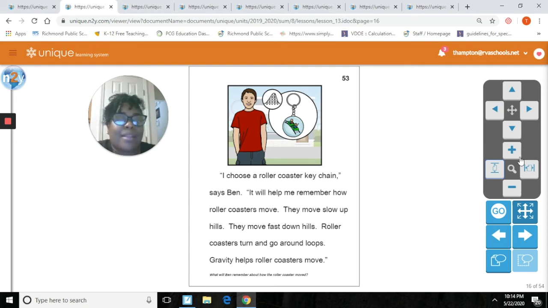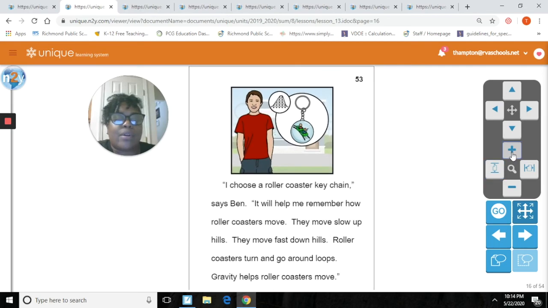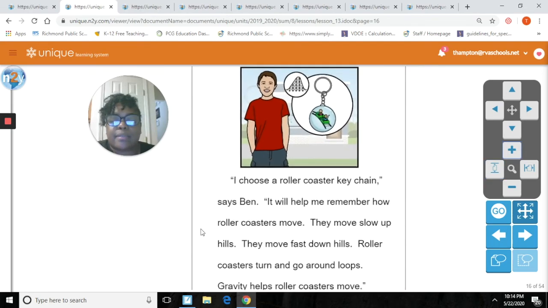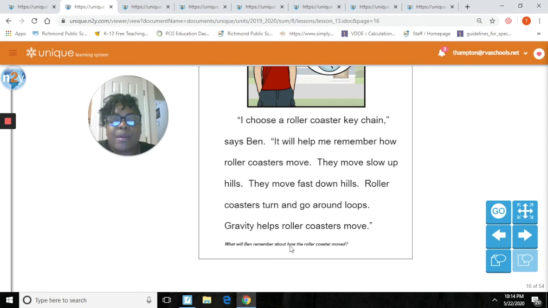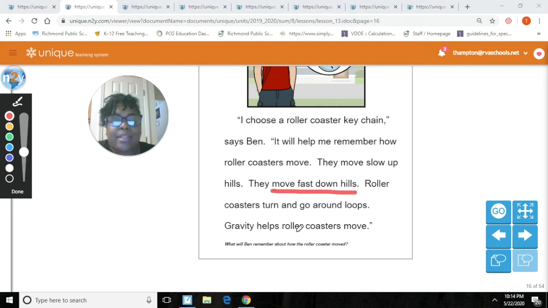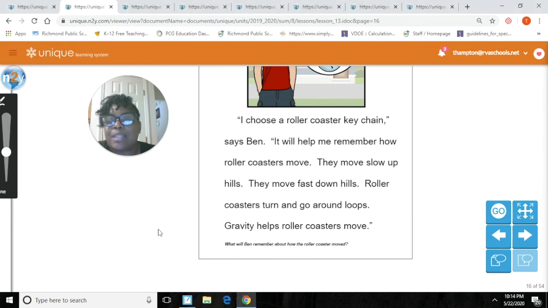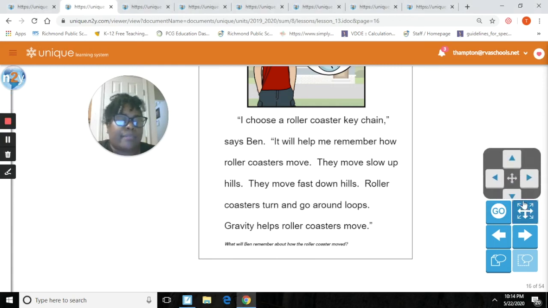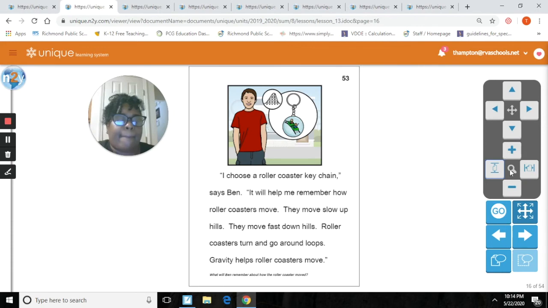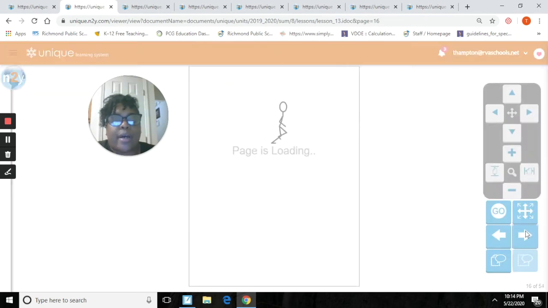Okay, so let's see what our focus question says. It says, what will Ben remember about how roller coasters moved? How do they move? What did he say? He says they move fast down hills. They turn and go around in loops. If you said something like that, you were correct. We're answering a lot of questions, aren't we? And I know you're doing a great job.